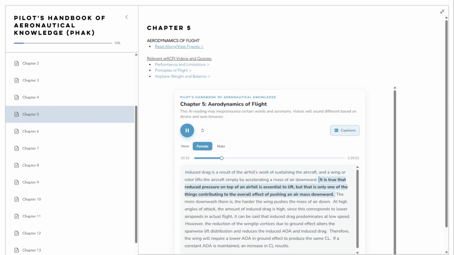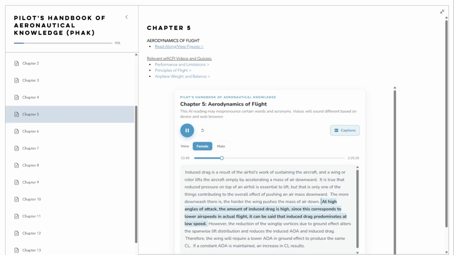It is true that reduced pressure on top of an airfoil is essential to lift, but that is only one of the things contributing to the overall effect of pushing an air mass downward. The more downwash there is, the harder the wing pushes the mass of air down. At high angles of attack, the amount of induced drag is high. Since this corresponds to lower airspeeds in actual flight, it can be said that induced drag predominates at low speed.